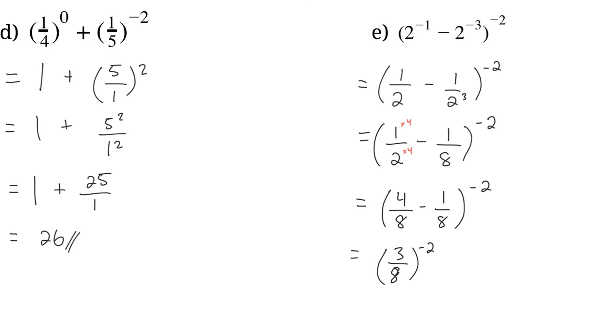Now we need to rewrite that with a positive exponent. So we're using the reciprocal, 8 over 3 to the power of 2. That 2 applies to both numerator and denominator. So this is equal to 8 to the power of 2 over 3 to the power of 2, which is just equal to 64 over 9.